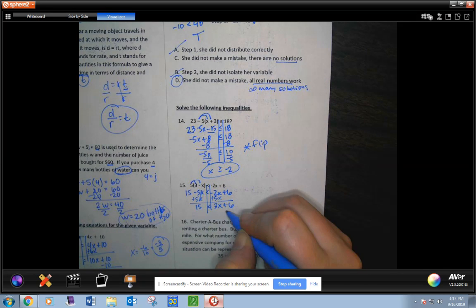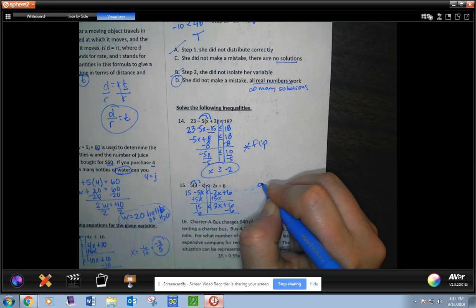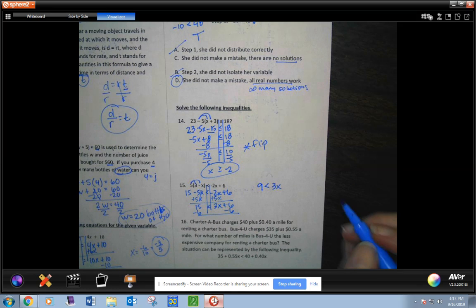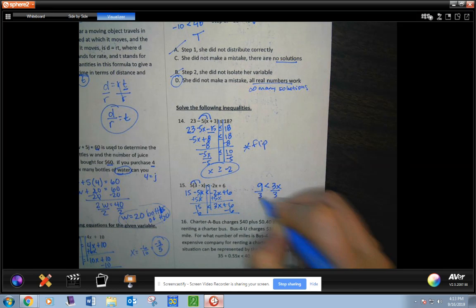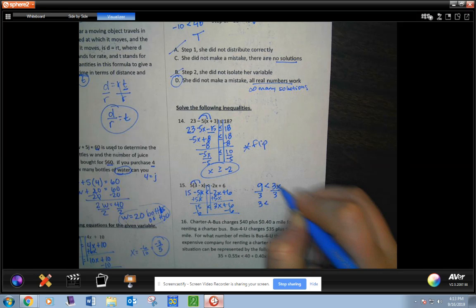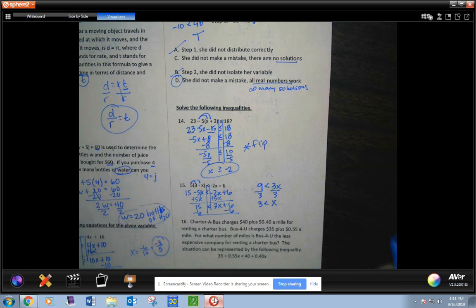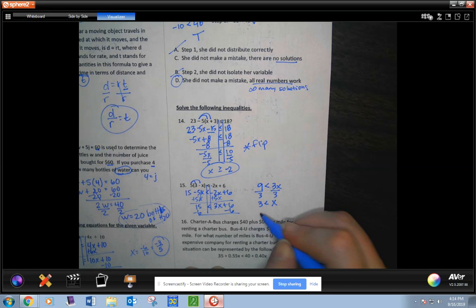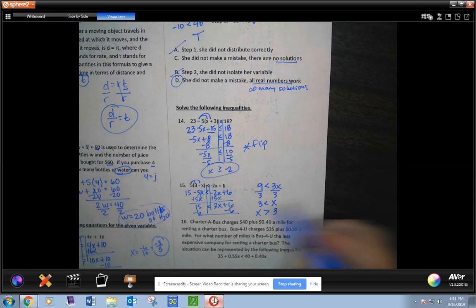I now add or subtract my constants, so minus 6. Okay, 15 minus 6 gives me 9. Keep my inequality with 3x. I'm going to divide by 3. That gives me 3 is less than x. Now, the only thing wrong with my answer is I can't have x on the right side when you're working with inequalities. So I just have to flip my information around and put a greater than symbol. So my answer is x is greater than 3.